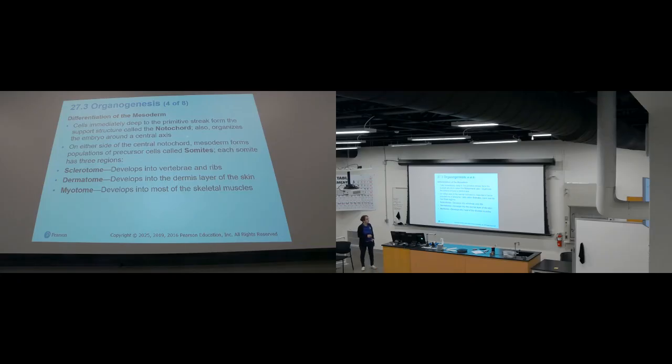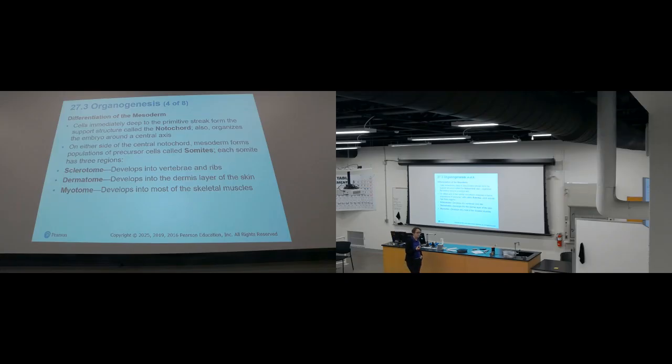So on either side of this central notochord, you will form a cluster of cells that are going to be called the somites. The somites are going to have three regions. The sclerotome, that is going to form the vertebrae and the ribs. Dermatome, that is going to form the dermis in our skin. And the myotome, that is going to form most skeletal muscles.